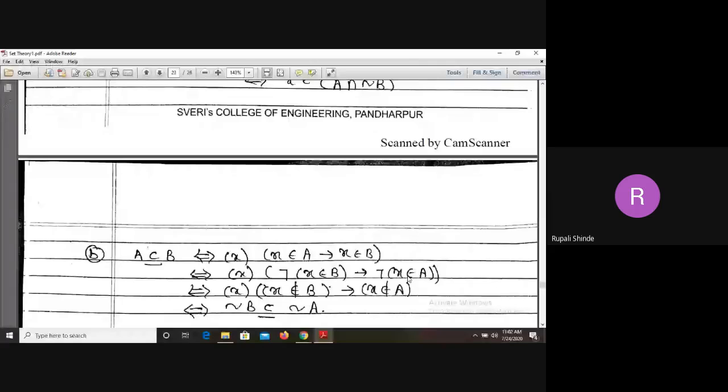Okay. The negation of x belongs to B means what? x does not belong to B. So if x does not belong to B, then x does not belong to A. And this is equivalent to negation of B subset negation of A. म्हणजे काय, जर तो एलिमेंट B मध्ये नसेल तर तो A मध्ये पण नसणार आहे. So this is the meaning of negation of B subset negation of A. जसं आपण म्हटलं A is subset of B when all the elements of A are in B. So likewise, negation of B is subset of negation of A.